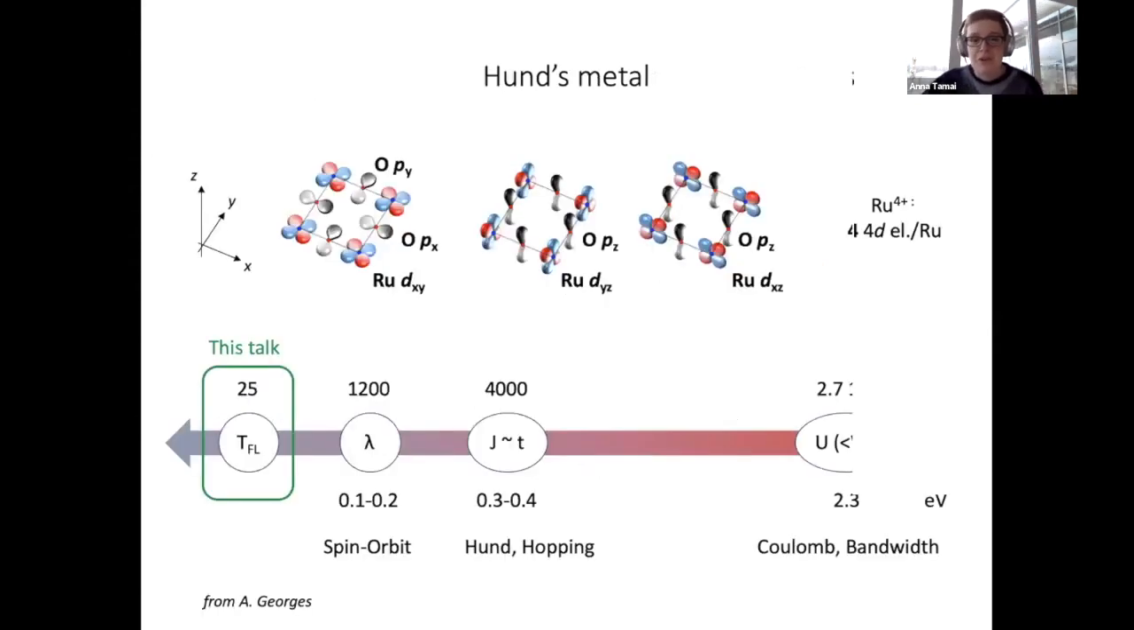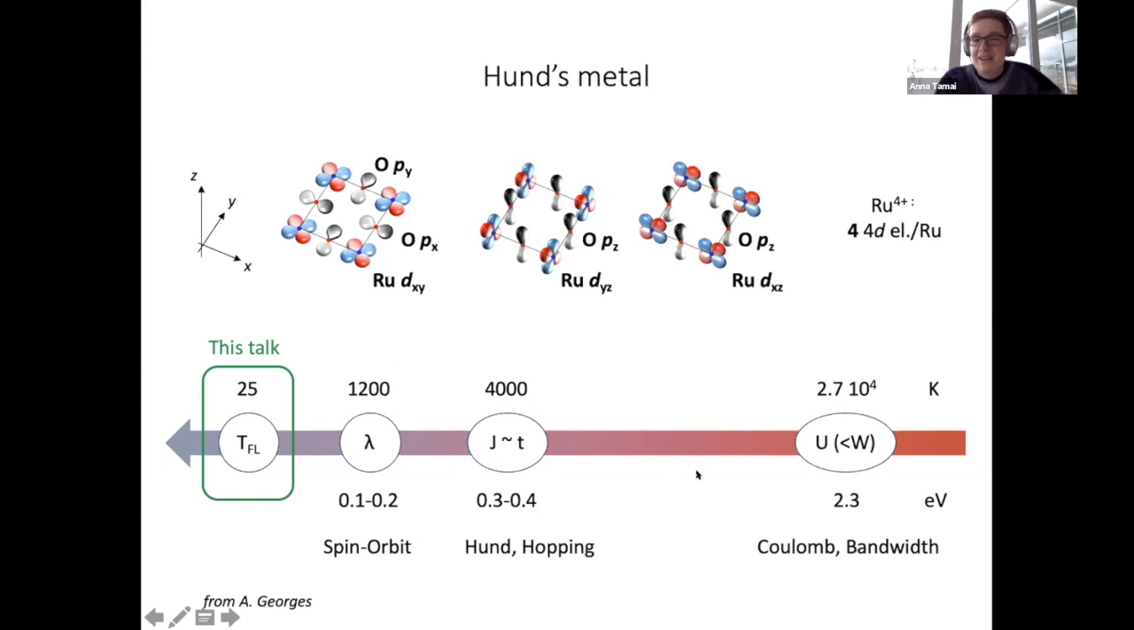So I'm going to introduce the key ingredients in this system. It's a multi-orbital material where there are 4 electrons in the ruthenium 4d shell that occupy the t2g orbitals: the in-plane dxy and the out-of-plane dyz and dxz. This Fermi liquid is dominated by a very broad range of energy scales. That's what you see in the diagram here.